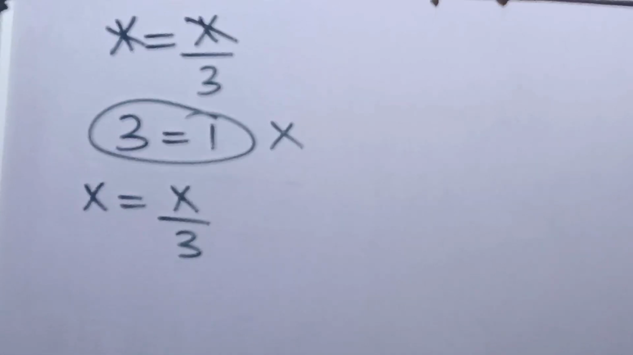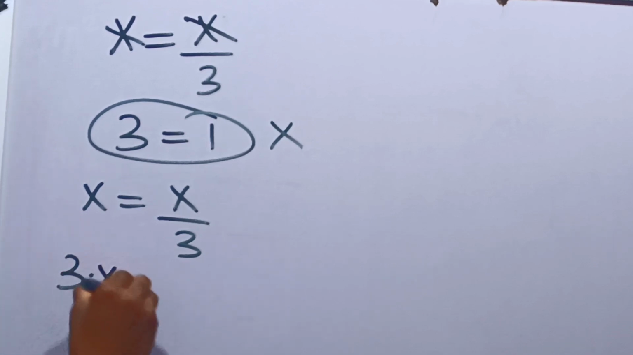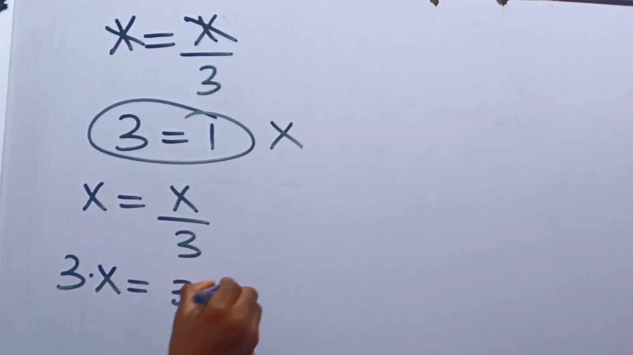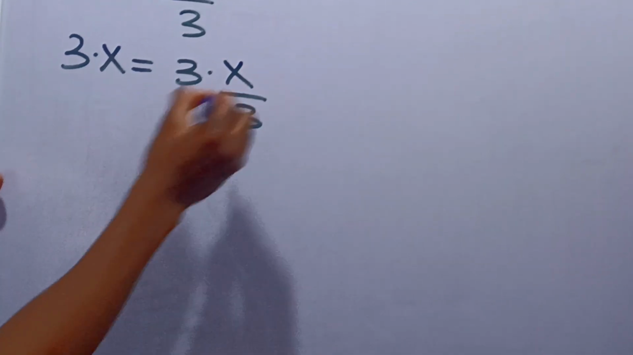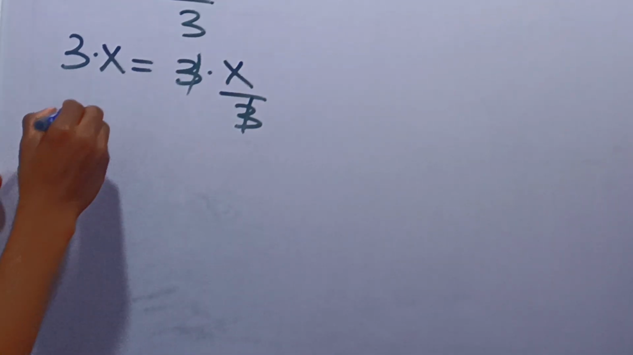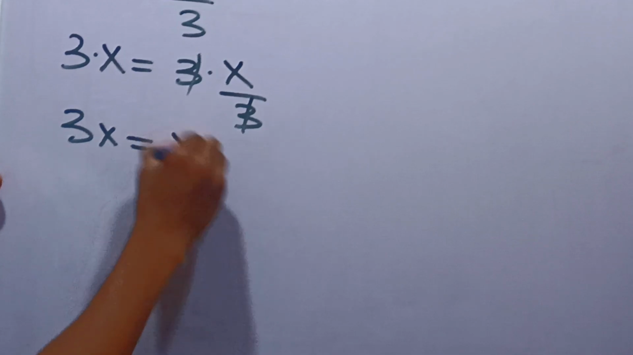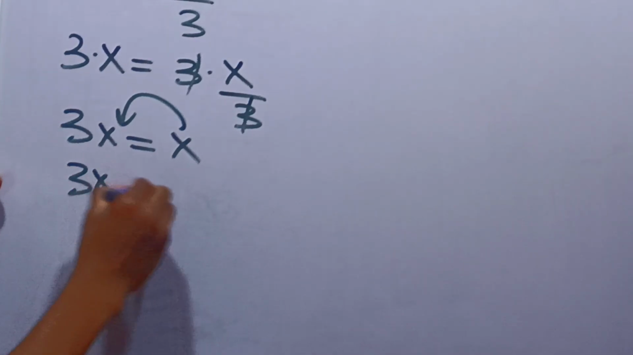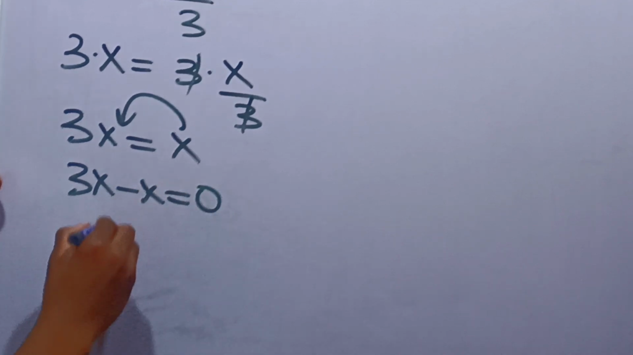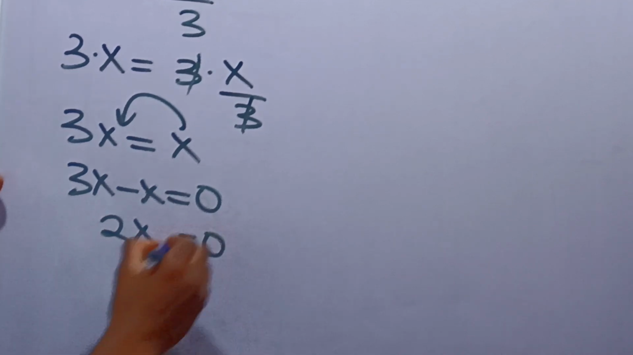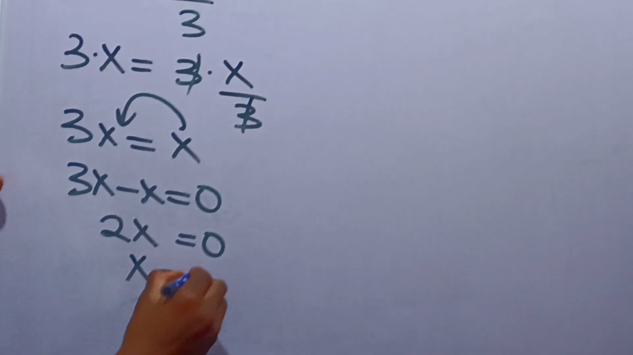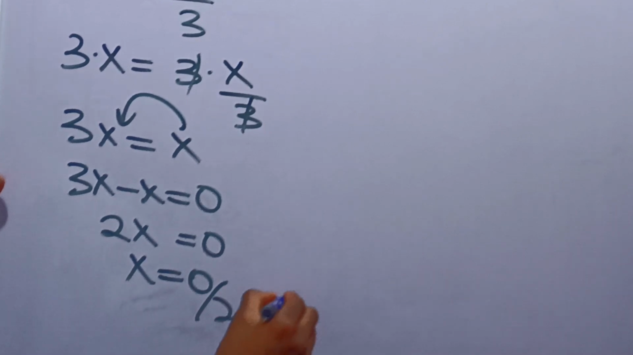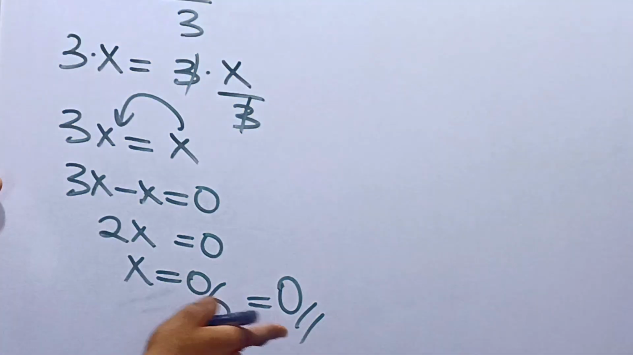The first thing to do here is not to cancel x on both sides, rather, you multiply both sides by 3. So we have 3 multiplied by x is equal to 3 multiplied by x over 3. Now 3 strikes 3 on this side, so we have that 3x is equal to x, okay? Bringing x to this side, we have 3x minus x is equal to 0. We have 2x is equal to 0. We have x equal to 0 over 2, which is equal to 0, okay? So our x is equal to 0.